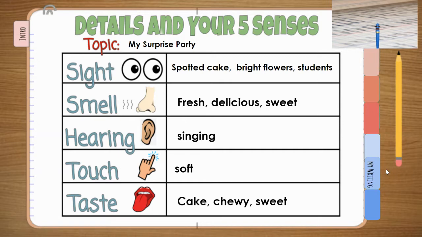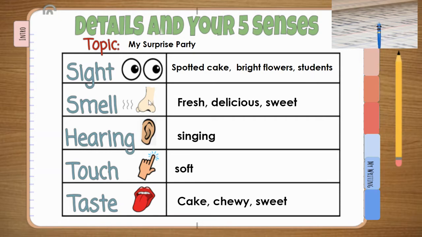Today we're going to learn how to focus on details and our five senses. The topic of my story today is going to be my surprise party. And before I start writing my story, I need to go back and think about my senses. What did I see? That day, the day I had a surprise party, I saw a spotted cake, I saw bright flowers, and I saw students.